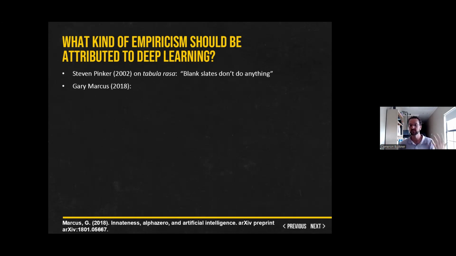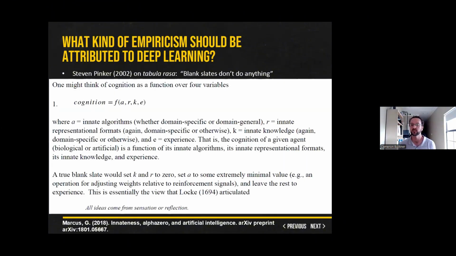Gary Marcus, who was a student of and associated with Pinker, has even tried to put a sort of formal garb on this construal of empiricism. You could think of cognition as a function over four variables. They say A, R, K, and E, where A is innate algorithms, R is innate representational formats, K is innate knowledge, and E is experience. And they say a true blank slate would set K and R to zero, A to some extremely minimal value, and leave the rest to experience. And he says this is essentially the view Locke articulated when he said all ideas come from sensation or reflection.